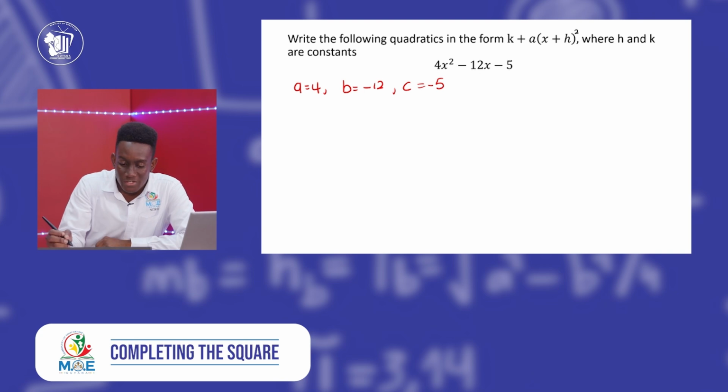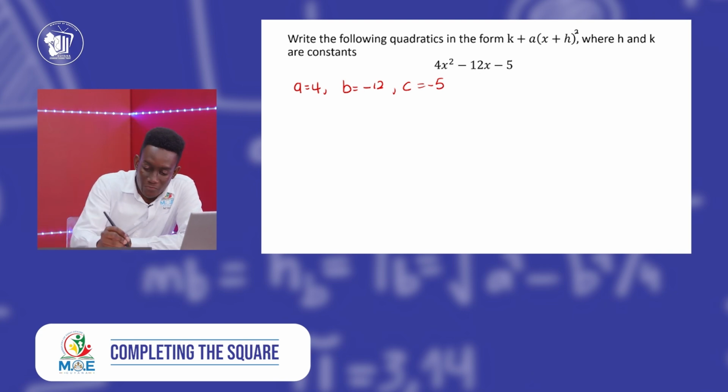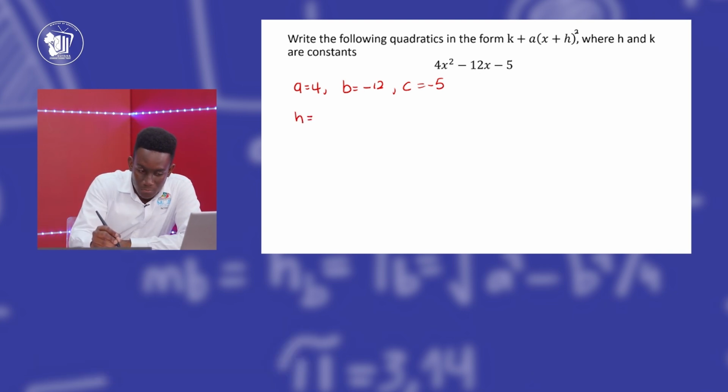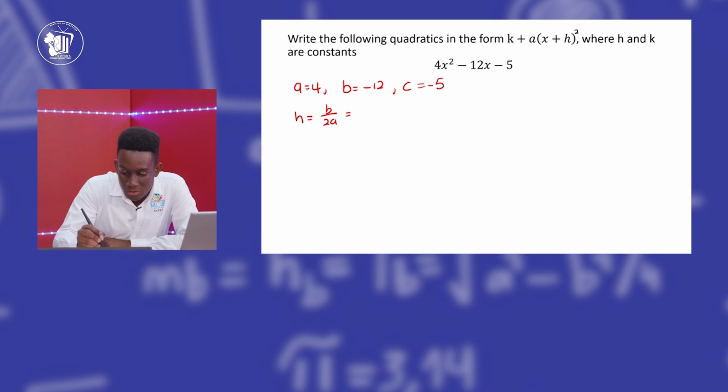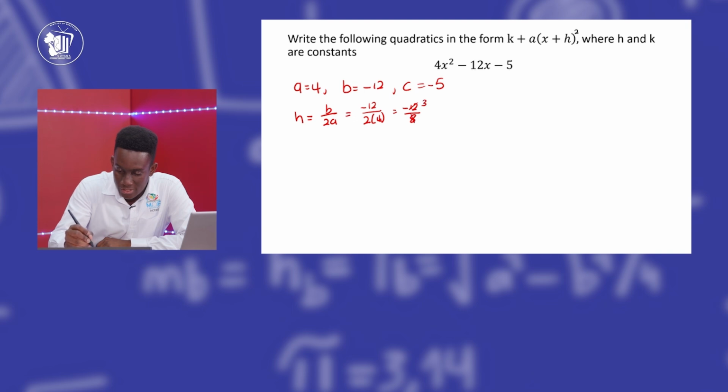So now that we have our values for a, b, and c, let's find our value for h. h would be equal to negative b over 2a. So h would be equal to negative 12, all divided by 2 times a, which is 4. So this would be negative 12 all divided by 8. 4 into 12 would be 3, 8 divided by 4 would be 2. So this answer is negative 3 over 2, and that is our value for h.